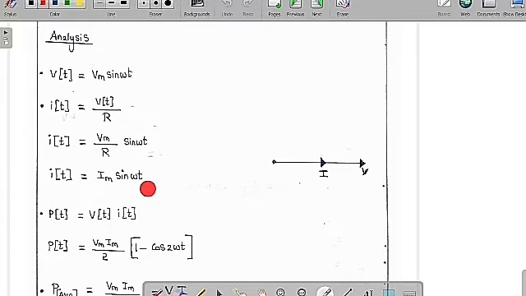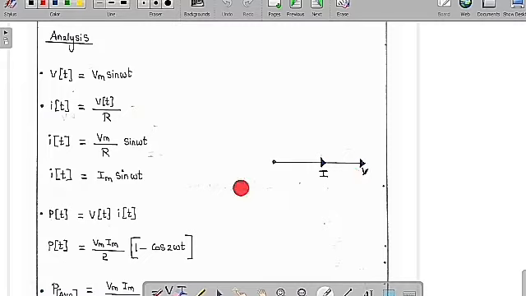Now I want to know the power expression, the instantaneous power across the resistor R, which is voltage into current. It is the voltage across the resistor and the current in the resistor. So P of t is equal to V of t into I of t. If you multiply these two and simplify, finally we get P of t is equal to Vm Im by 2 into 1 minus cos 2 omega t. You can see clearly the power has twice the frequency of both the supply voltage and the supply current. The supply voltage and current have the same frequency, but the power frequency is double that of the voltage and the current.